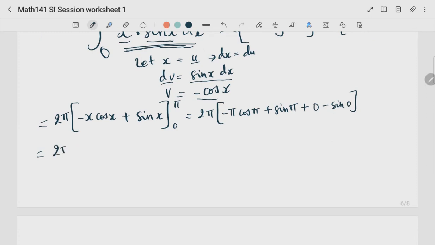Okay, just double check that substitution there. Right. So now you know that cos of pi is negative 1. So you have negative pi times negative 1, which is pi. And sine of pi is 0, and sine of 0 is 0 as well. So everything else is 0. So now you have 2 pi squared as your final answer.